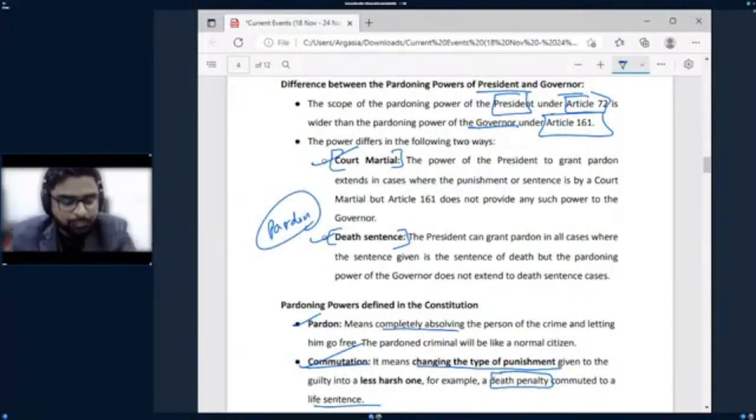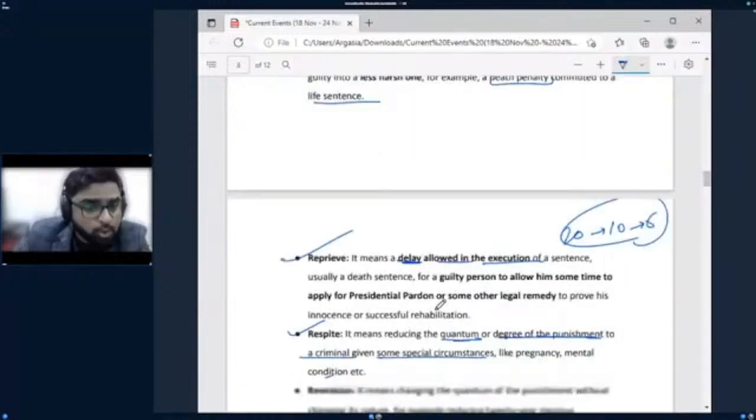This is the problem. There was some news that in some state, people with death penalty were pardoned. The question came is how? When governor has no power under Article 161, then how can a governor's order pardon somebody from that penalty or commute that penalty? That is the difference. Keep that in mind, that there are two different powers.